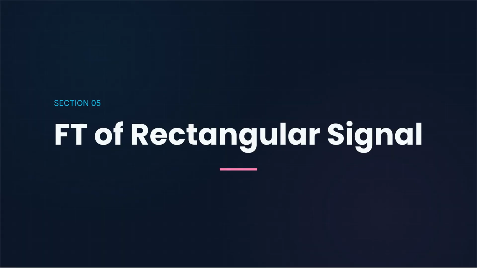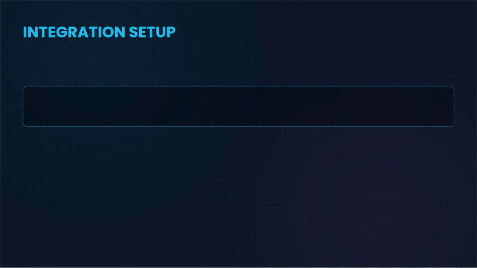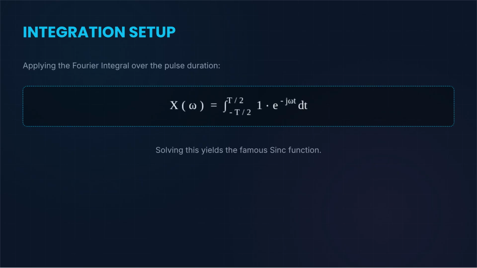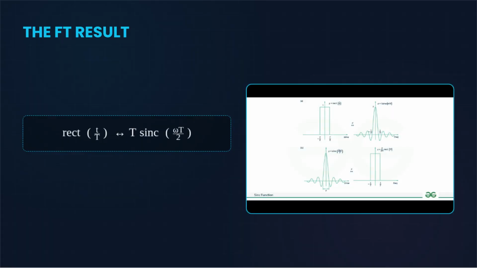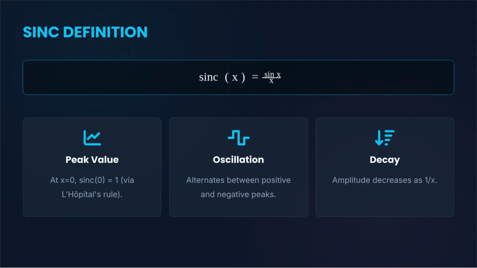Next, in section 05, we will derive the Fourier transform of the rectangular signal. Applying the Fourier integral over the pulse's finite duration yields the following integral expression. Solving this integration results in the famous sinc function. The Fourier transform result is the sinc function, which represents the frequency domain. This is an oscillating decay, showing how energy spreads across the frequency spectrum. The sinc function has a peak value of 1 at x equals 0. It features oscillation, alternating between positive and negative peaks, and a characteristic decay where the amplitude decreases as 1/x.